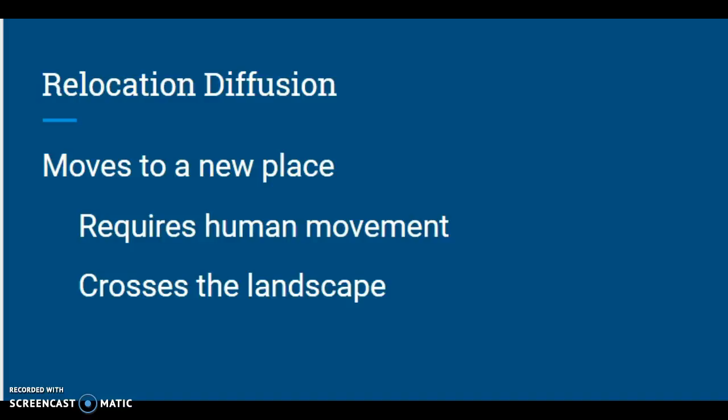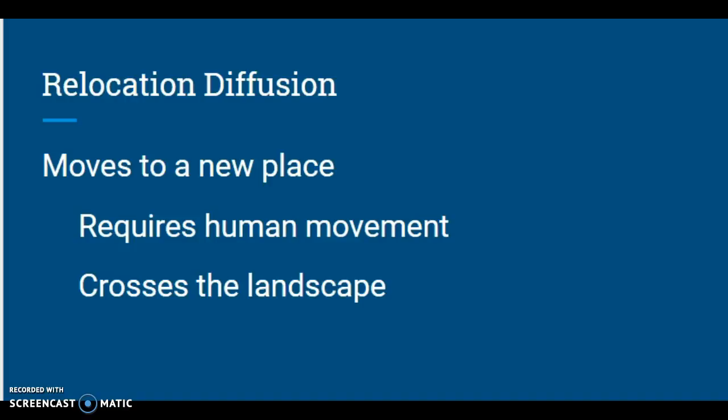Alright, let's take a look at the first one, which we're going to categorize as relocation diffusion. In the simplest sense, relocation diffusion occurs when an innovation, idea, or product is carried into new areas by migrating individuals or populations. Now, the easiest way to remember relocation diffusion is that it requires human movement. Diffusion is about how an idea or a product is going to spread across space.